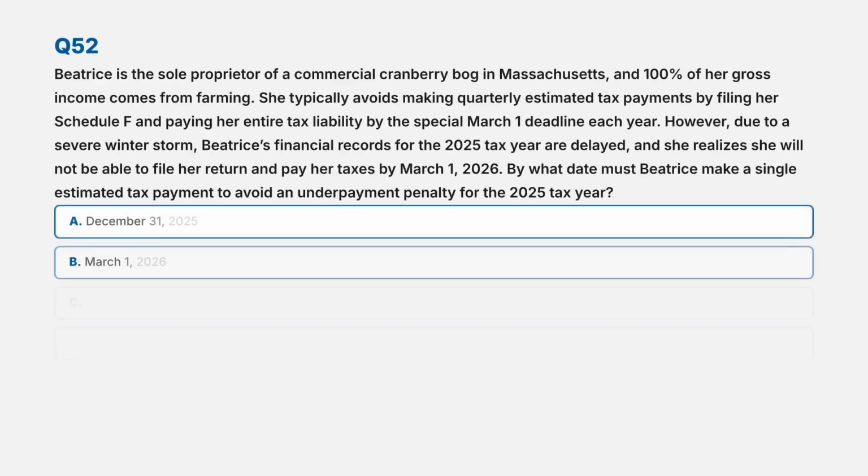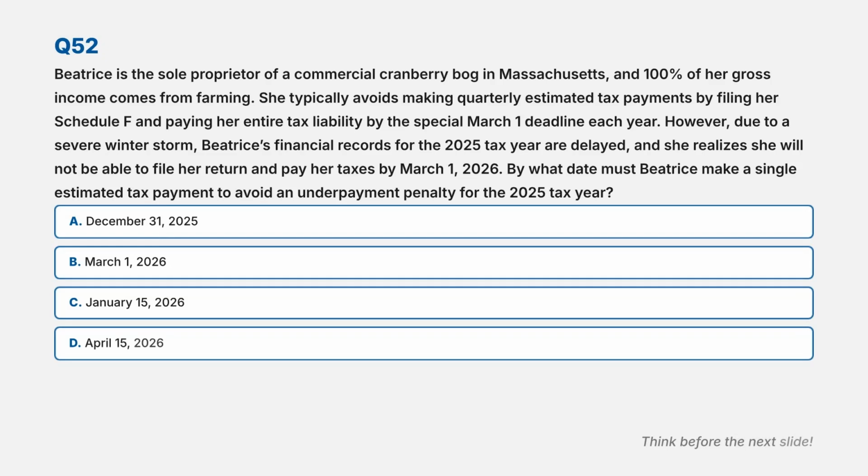Question 52. Here's the scenario. Beatrice is the sole proprietor of a commercial cranberry bog in Massachusetts, and 100% of her gross income comes from farming. She typically avoids making quarterly estimated tax payments by filing her Schedule F and paying her entire tax liability by the special March 1st deadline each year. However, due to a severe winter storm, Beatrice's financial records for the 2025 tax year are delayed, and she realizes she will not be able to file her return and pay her taxes by March 1st, 2026.